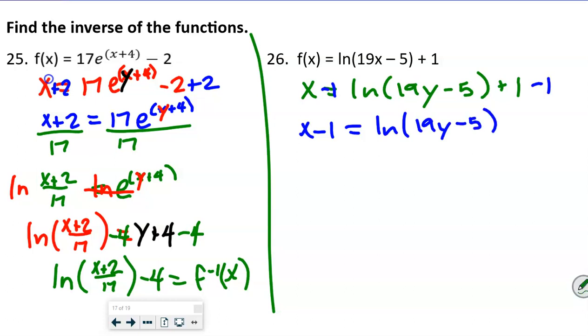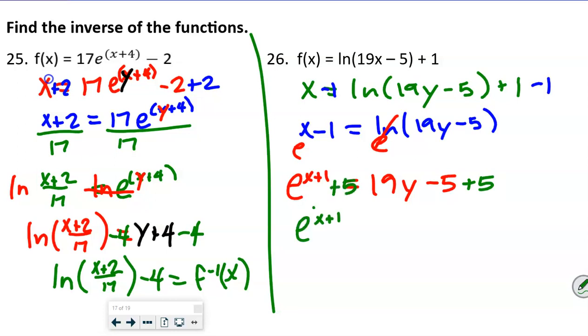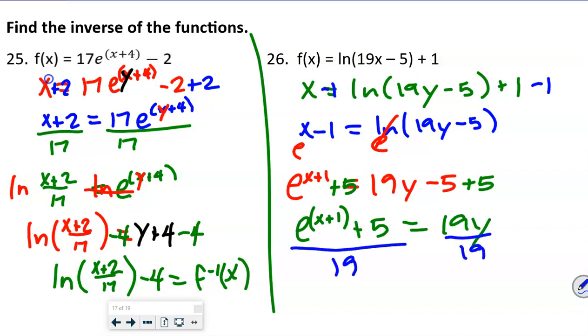So how do we get rid of an ln? We take it to the e. So that's going to be e to the x minus 1 equals, that's now gone, 19y minus 5. So we're going to add 5 to both sides. That's going to be e to the x minus 1 plus 5 is equal to 19y. And we're going to divide by 19. So our answer is e to the x minus 1 plus 5 over 19. That's going to be our inverse.